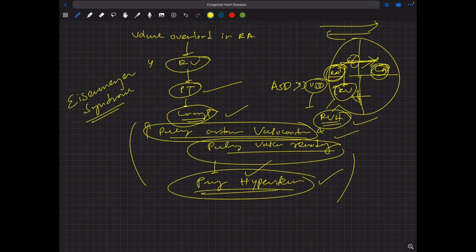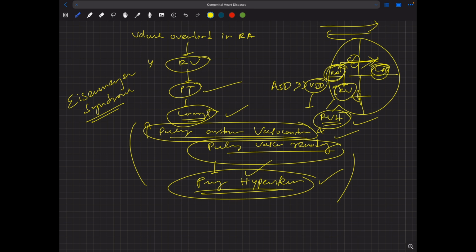So this is called Eisenmenger syndrome. Eisenmenger syndrome is a late complication of uncorrected left to right shunt, like we see in case of ASD, VSD or PDA, that progresses to pulmonary hypertension or pulmonary vascular remodeling, which leads to reversal of the shunt. Now this shunt will be reversed from right to left. So this is called Eisenmenger syndrome.